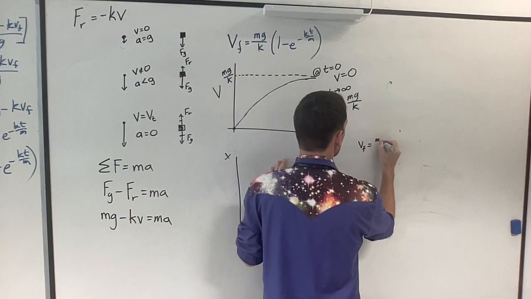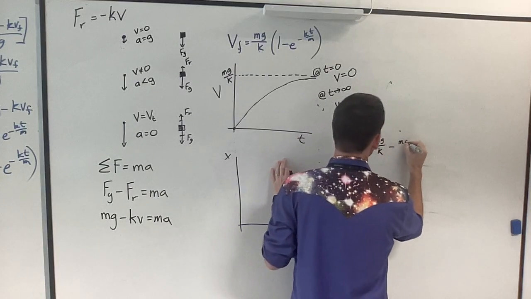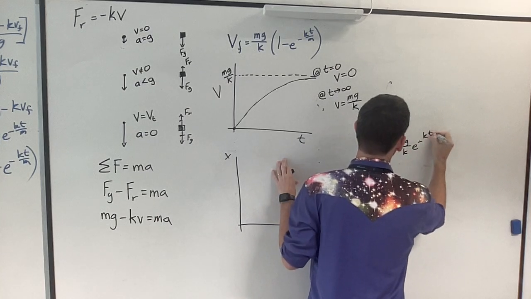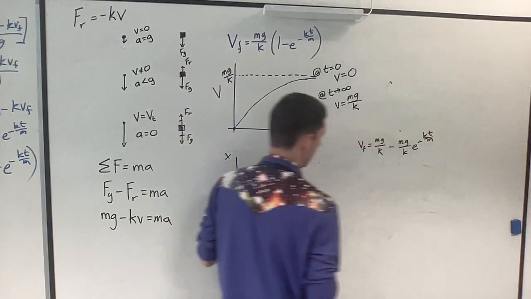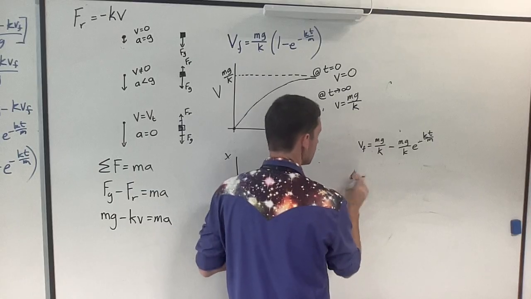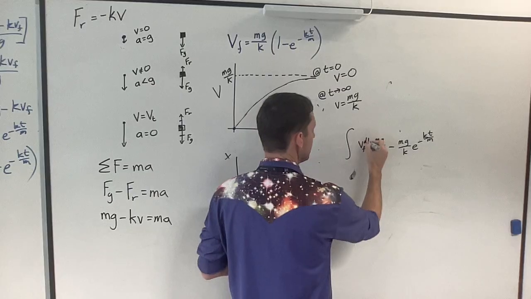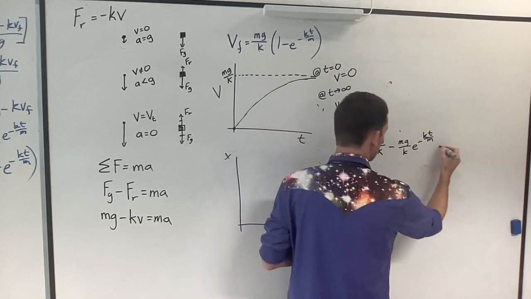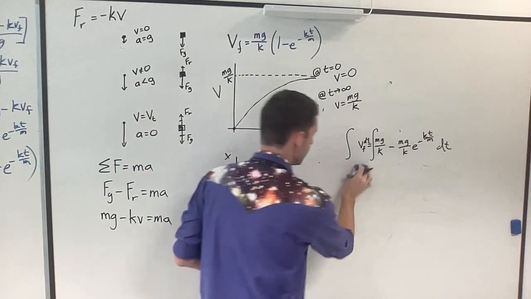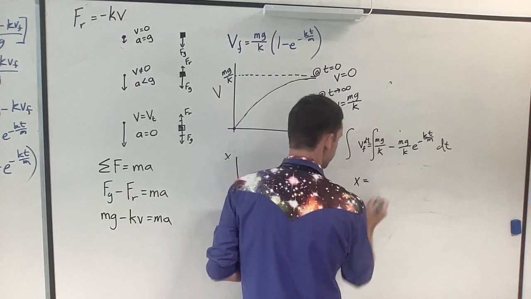which is equal to mg over k minus mg over k e to the negative kt over m. All right. This is not dv, this is the integral. So as I take the integral, it is going to be with respect to dt. So integral with respect to dt. All right. And when I take the integral of v with respect to time, I get x.